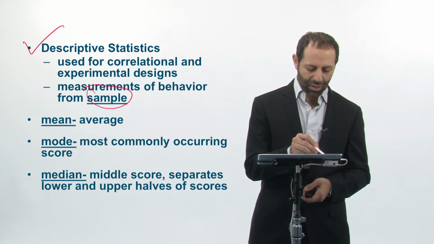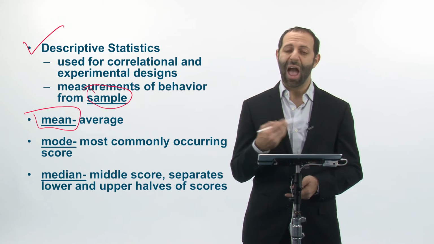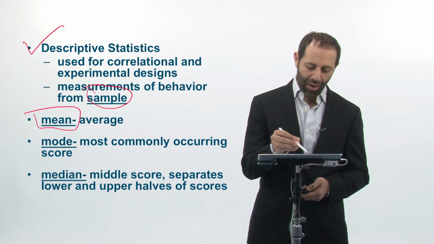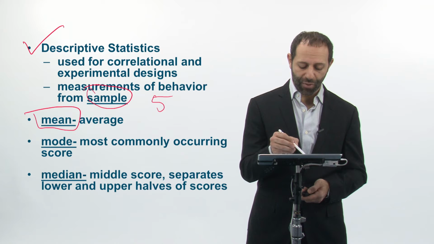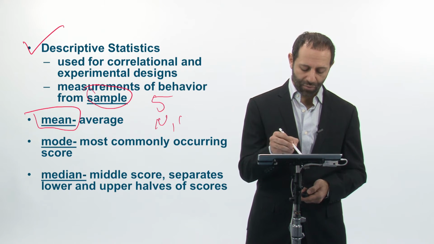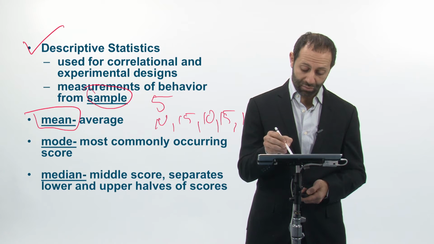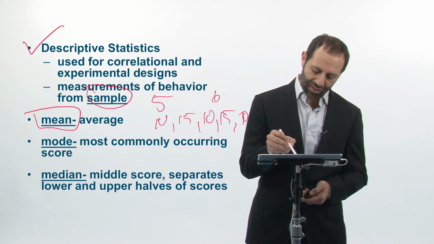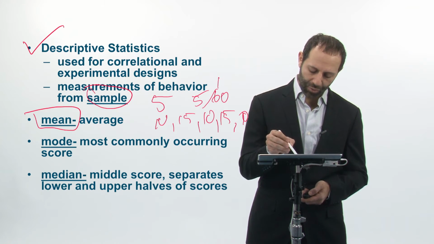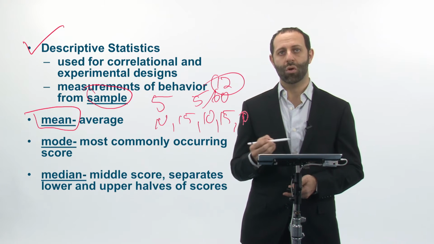The first is the mean. The mean is simply the average of a group. So if I have 5 scores, then I take the total of the 5 scores and I divide it by 5. So if I have 10, 15, 10, 15, and 10 as my 5 scores, I have 30 and 30, I have 60, divide by 5, right? And that is going to come up to 12 is my mean score, right?